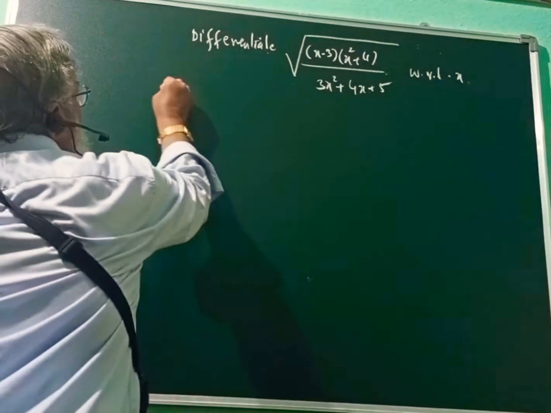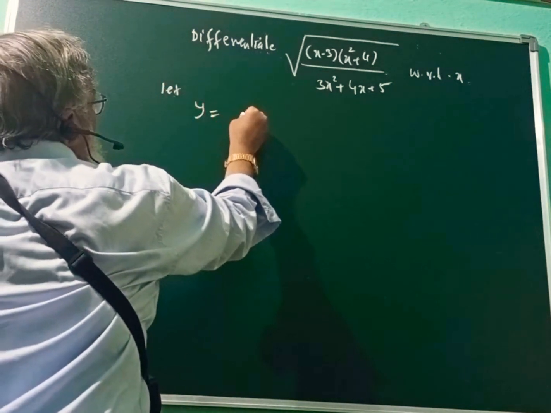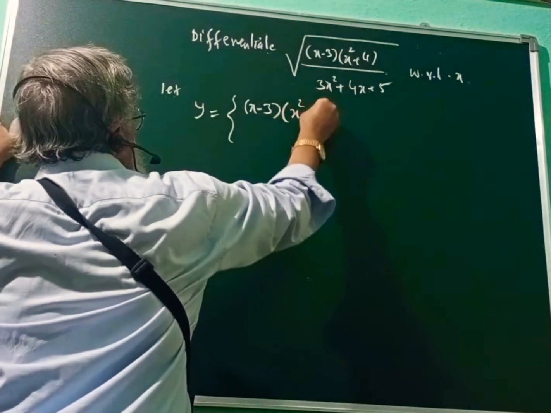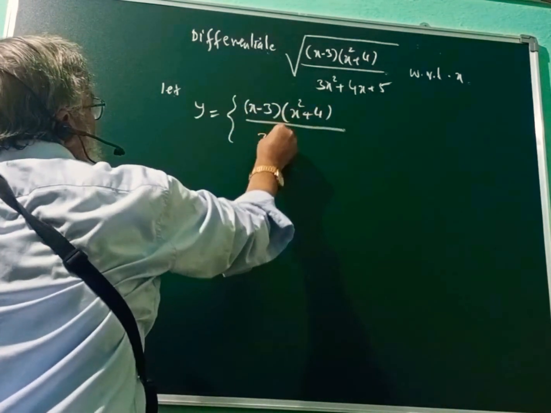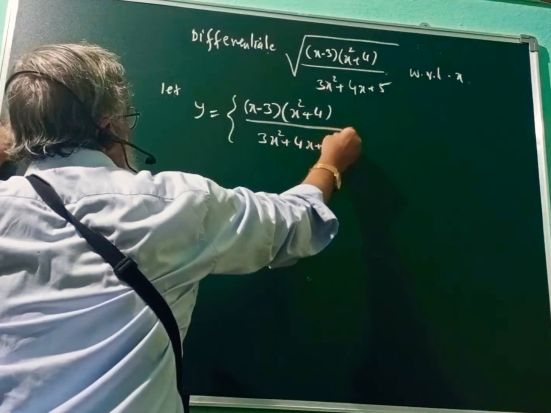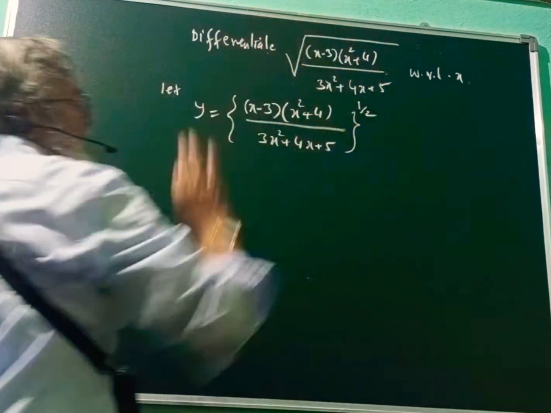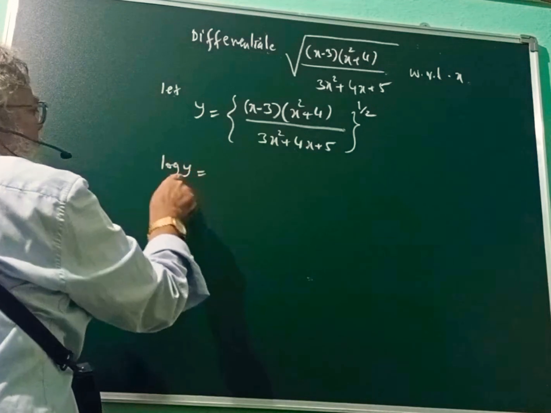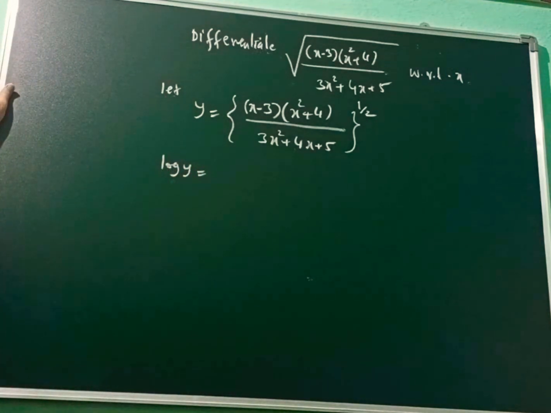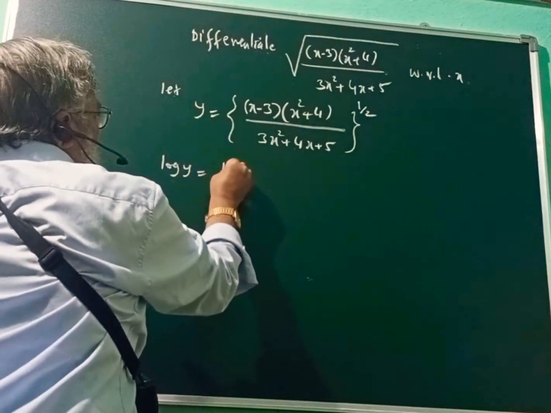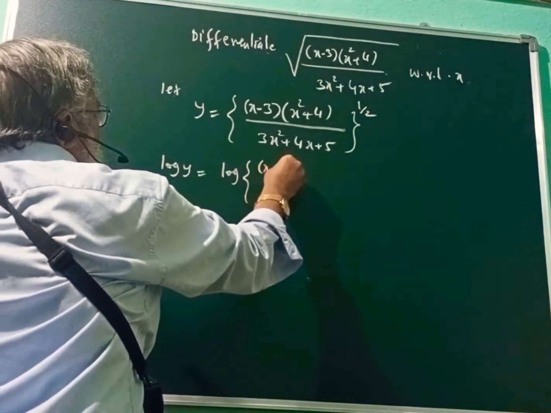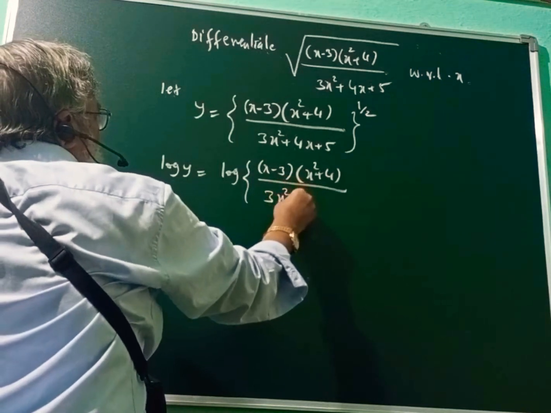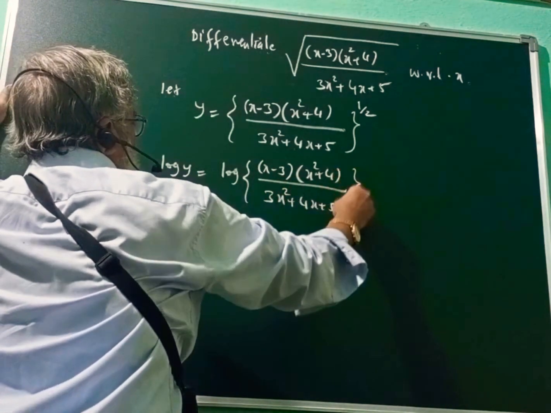So let us suppose y is equal to x minus 3 into x square plus 4 divided by 3x square plus 4x plus 5 raised to 1 by 2, root means. Now we apply logarithm on both sides. Log of y is equal to, whenever we don't write the base, it means base is e only. So we apply log of x minus 3 into x square plus 4 divided by 3x square plus 4x plus 5 raised to 1 by 2.